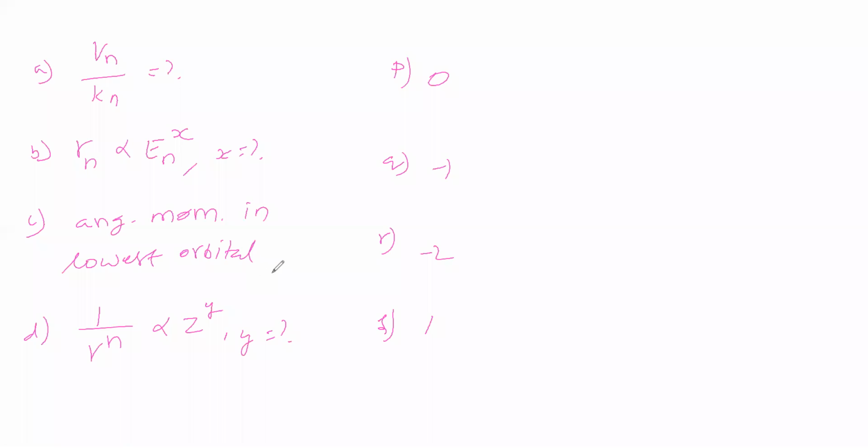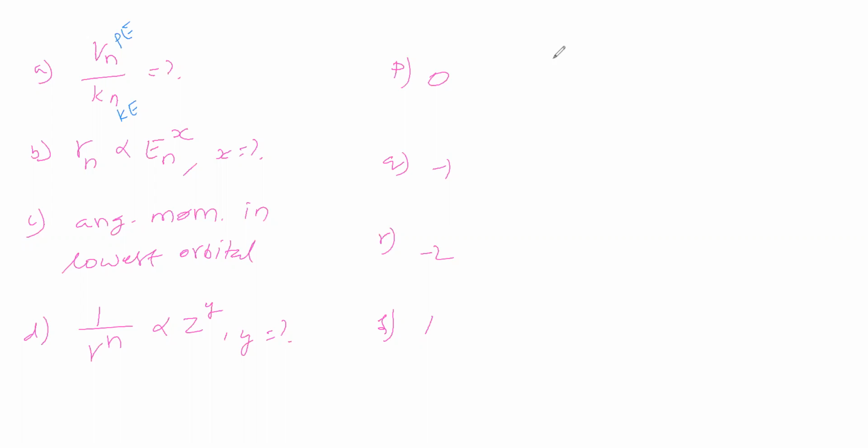Here, what is Vn? Vn is called potential energy. Kn is called kinetic energy. Rn is called radius of nth orbit. En is called energy of nth orbit. So this we have to find. First, potential energy by kinetic energy, that we will see.